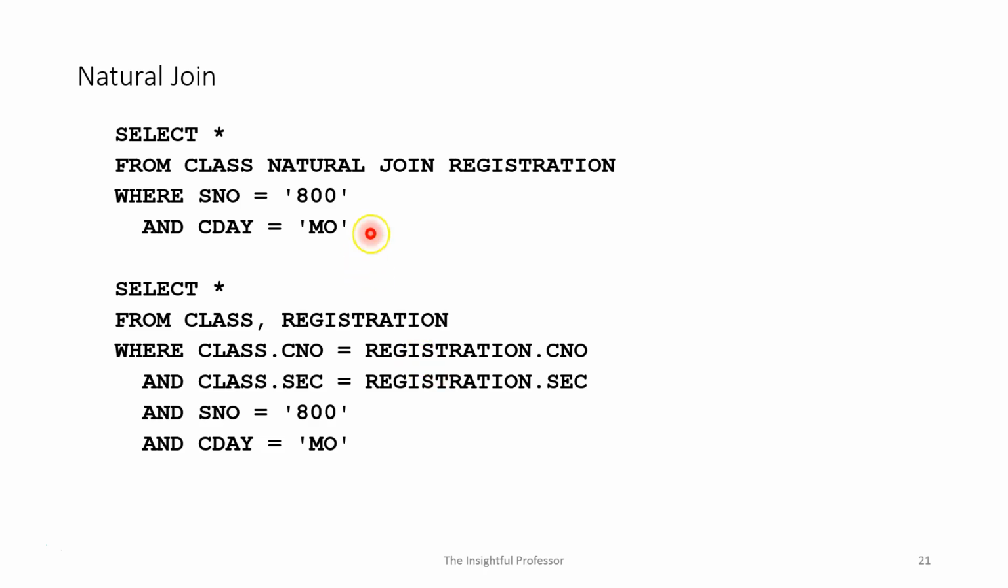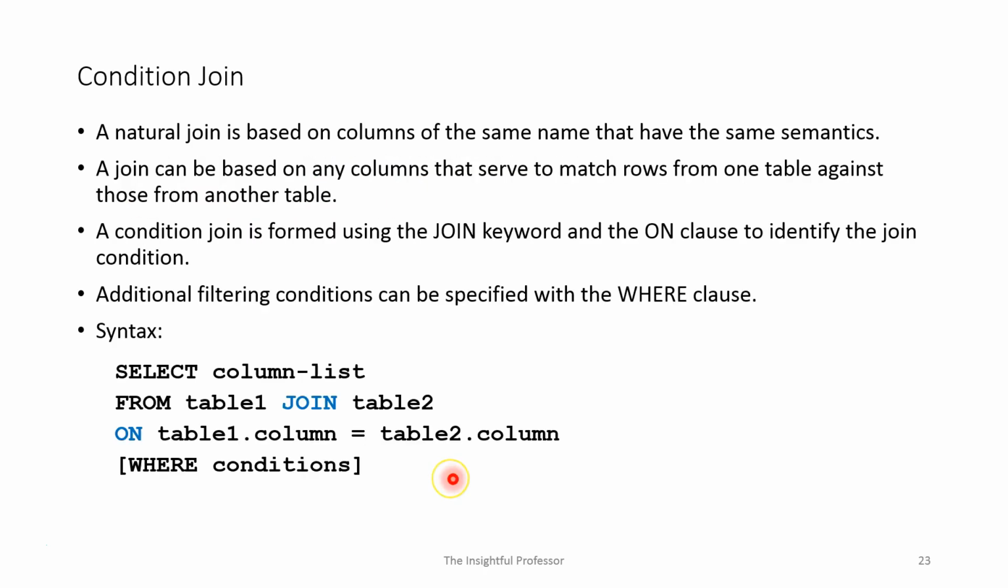Okay, and then class and registration. We could also have a filter condition here. No need to express the join condition if the tables are set up with the names being the same. And then finally, that brings us to the next category of join, which we call the condition join.